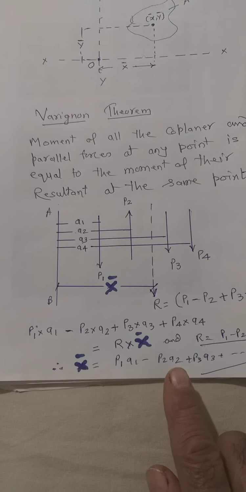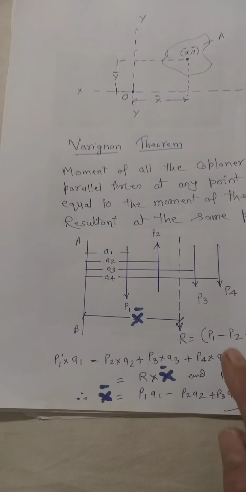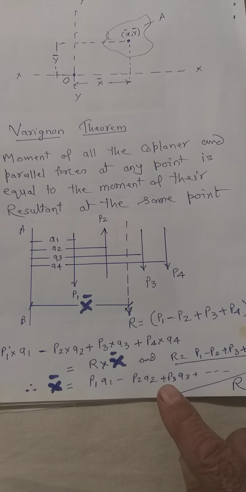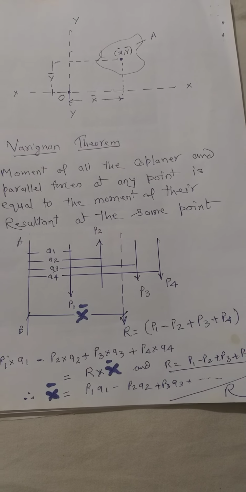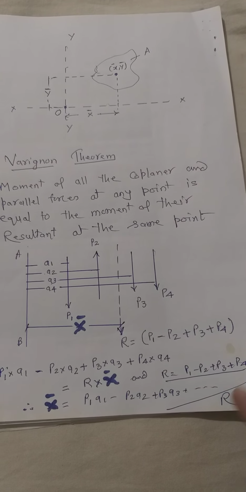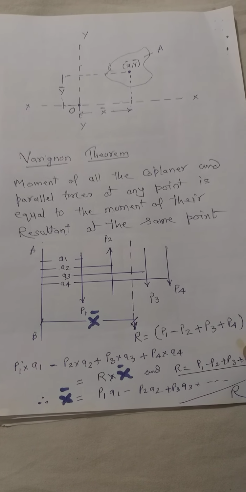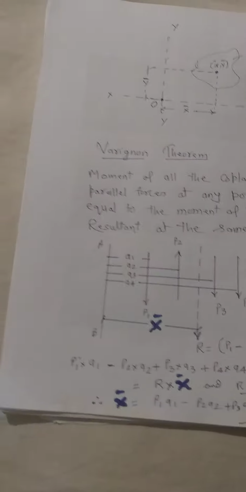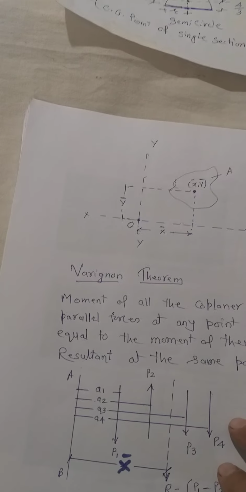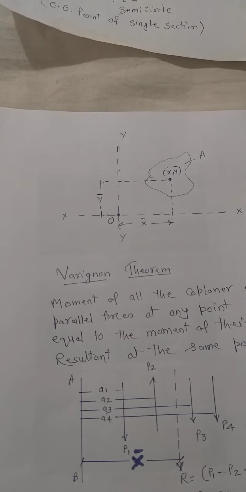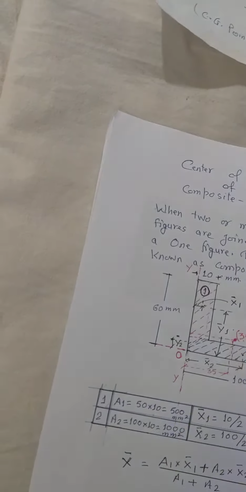And from this we can find out the value of x bar as nothing but P1 into A1 minus P2 into A2 plus P3 into A3, so and so forth, upon the algebraic sum of all the areas or forces. So this is called Varignon's theorem, which is most important to find out the forces or the center of gravity of all the forces of any of the objects.